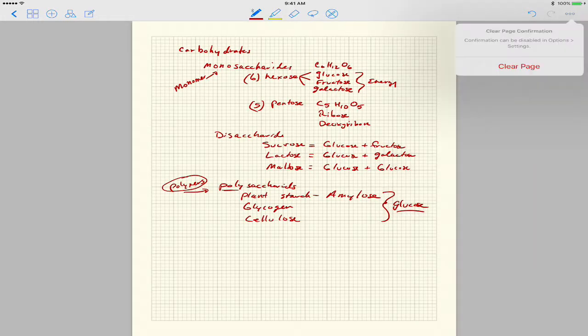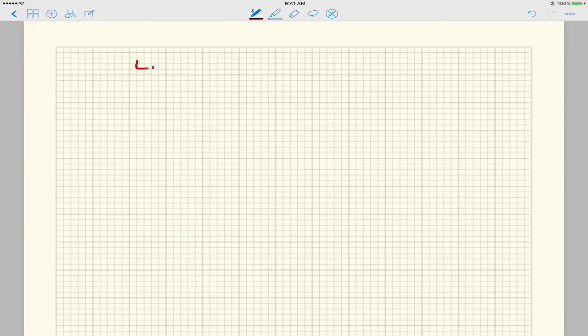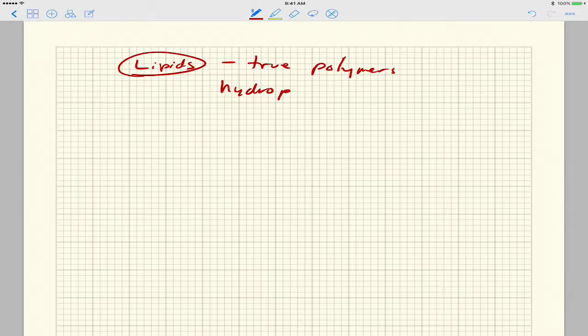Let's see if we can then continue on with something we'll call lipids. We'll do that next. Lipids are somewhat unique because these guys really aren't true polymers. So they don't have that monomer slash polymer relationship. They don't have true building blocks, but they do have some commonalities. Most of them, if not the entire molecule, most of the molecule is hydrophobic, which means that it's water-fearing.